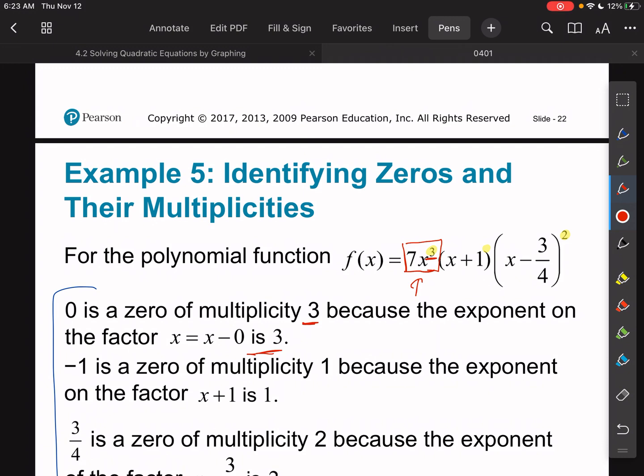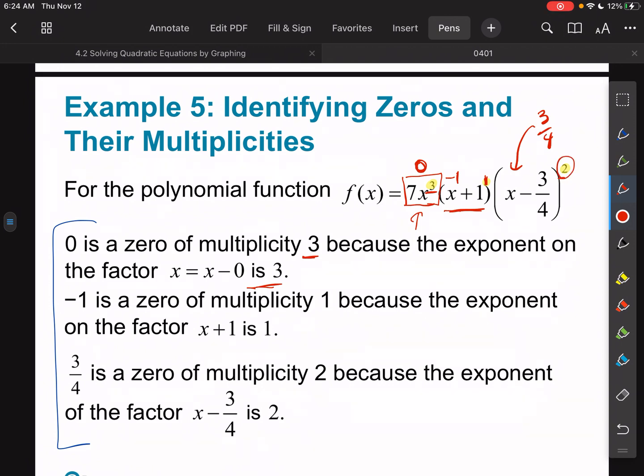If you go to the next one, what makes this thing go to 0 is -1, and -1 is a 0 of multiplicity 1 because the exponent on that factor is 1. For the first one, what makes this whole thing go to 0 is 0, so 0 has multiplicity 3. Then what makes this one go to 0 is 3/4. So again, we're going to have a 0 there. We're going to have a crossing, and I'm going to show you a picture of what this looks like. But at 3/4, we have a multiplicity of 2 because it's squared.